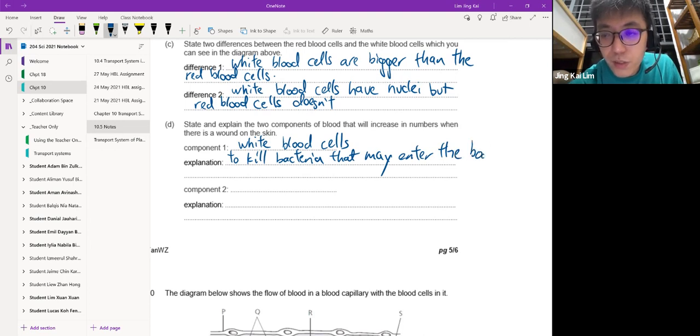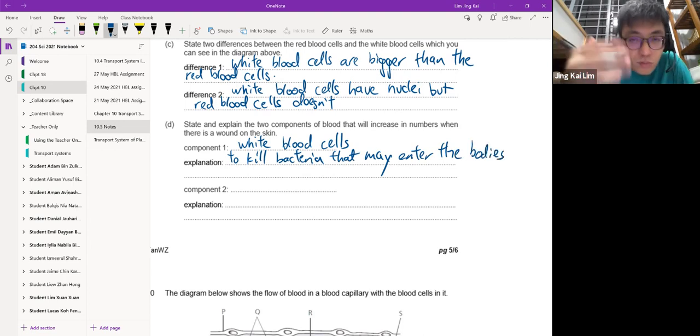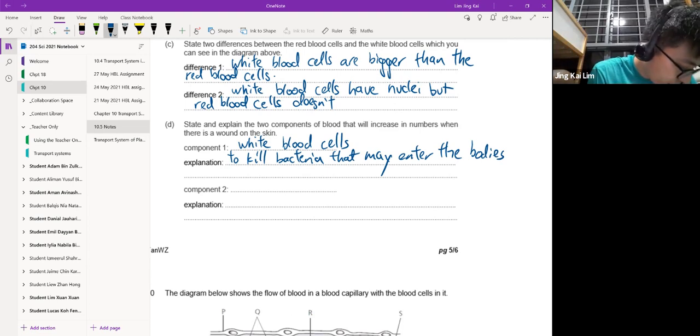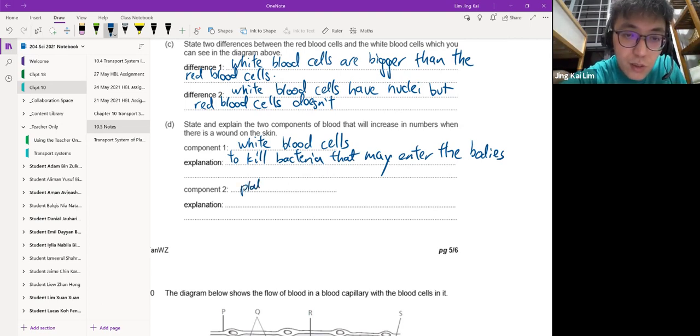Okay, so bacteria are all around us. So the white blood cells are actually there to protect us. Okay, so what is the other one that will increase in number? Okay, I would say the platelets. Why? Why is there an increase in platelets at the wound?